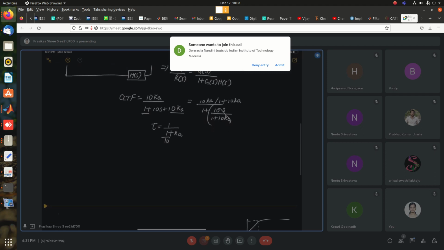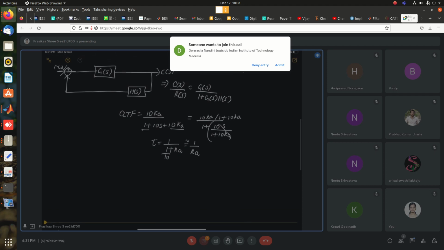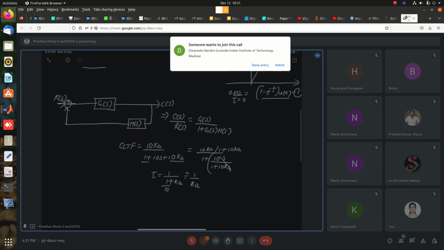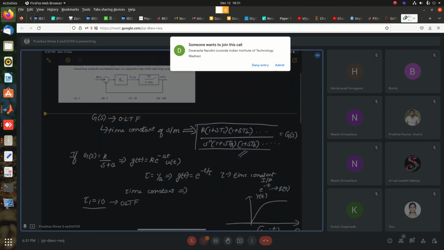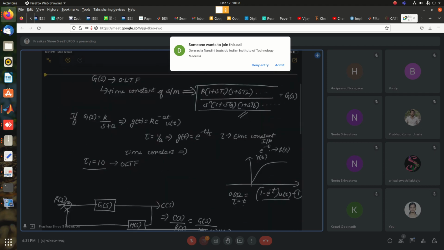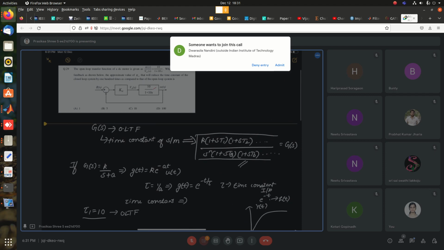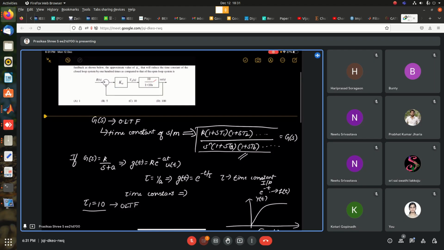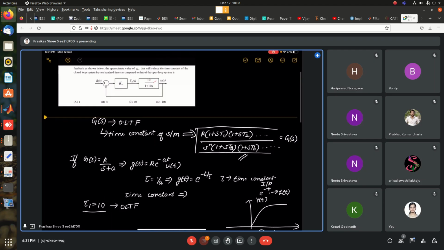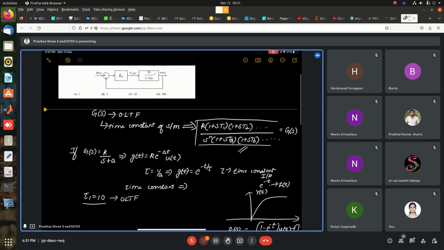So now you can approximate it to be 1 by Ka also, because 0.1 is negligible. 1 by 0.1 will be even more negligible, so the impact can be reduced. So they have said that it will reduce the time constant of the closed loop system by 100 times as compared to that of the open loop transfer function.